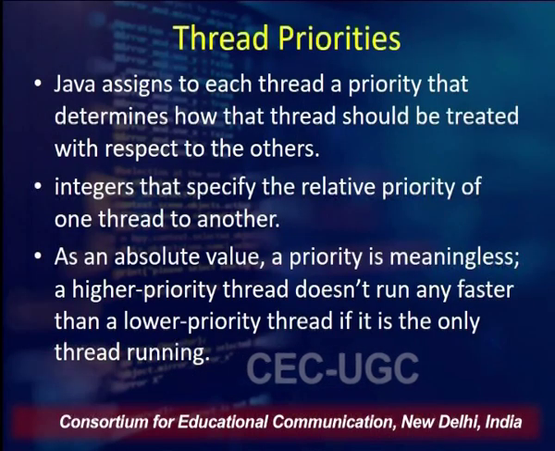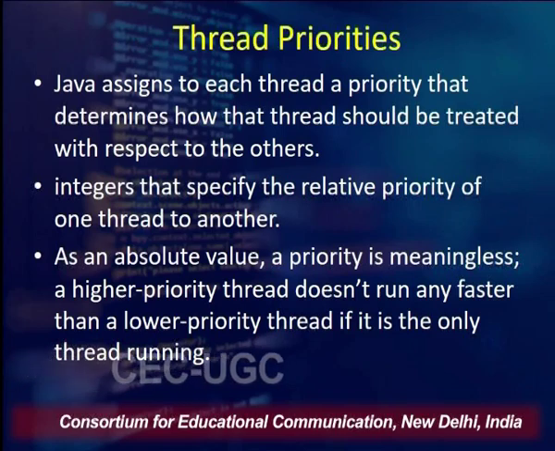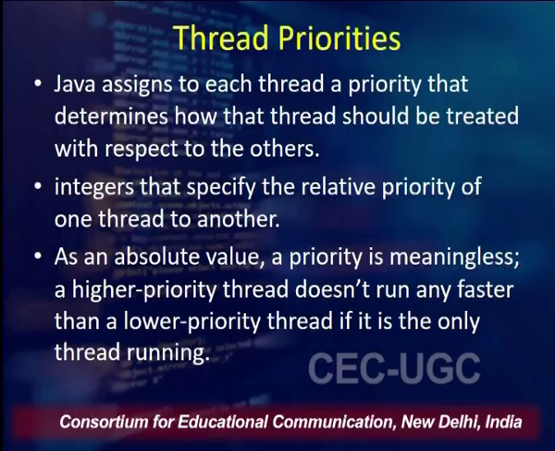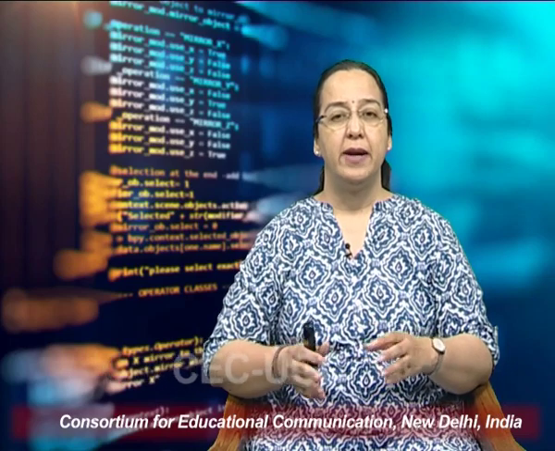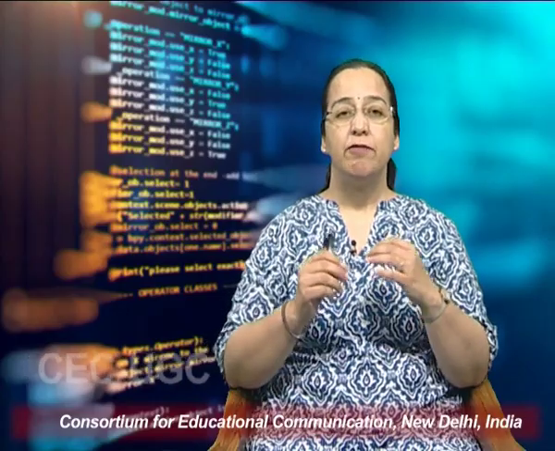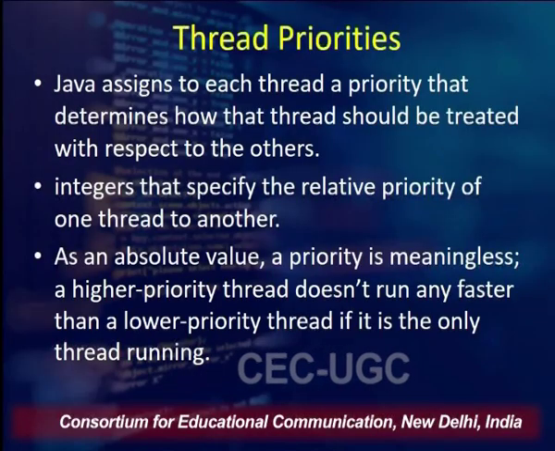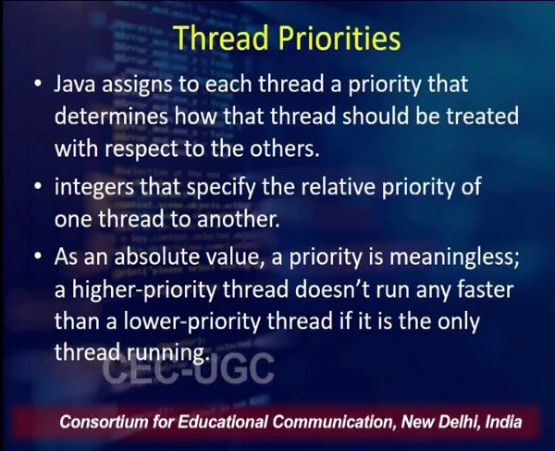Java assigns each thread a priority that determines how a thread should be treated with respect to others. Priority is not an absolute value, it is with respect to others. We have some integers that specify the relative priority of one thread to another. As an absolute value, the priority is meaningless.